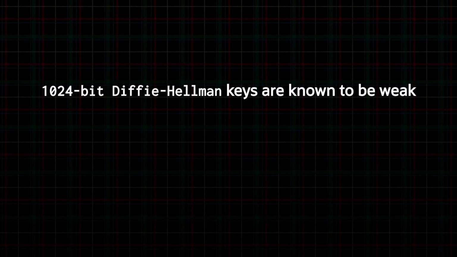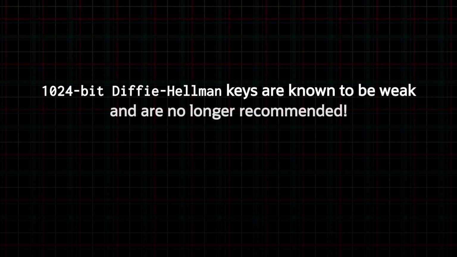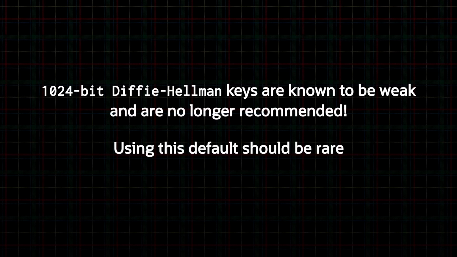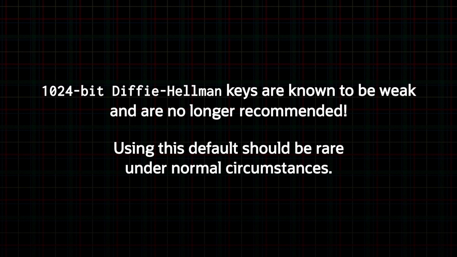1024-bit Diffie-Hellman keys are known to be weak and are no longer recommended. Using this default should be rare under normal circumstances. Moreover, most leading web browsers have deprecated the TLS DHE suites, so this should no longer be an issue. In consequence, in JDK 21, the default TLS Diffie-Hellman group size has been increased from 1024-bit to 2048-bit. This change does not affect TLS 1.3, as the minimum Diffie-Hellman group size for that protocol was already 2048 bits.